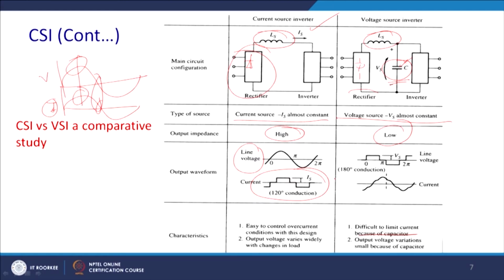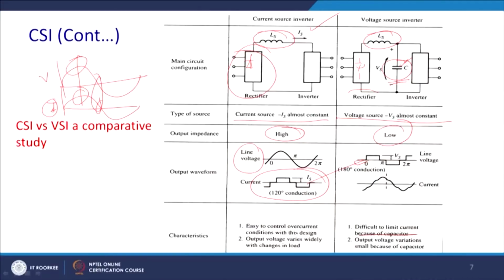On the other hand, if you have a 180 degree mode of conduction, it will be the same for the line voltage, but the current will have a ripple and it will be close to sinusoidal because of the effect of the filter if you are feeding an RL kind of load, because most of the machines are essentially RL kind of load, thus you expect this kind of current waveform.